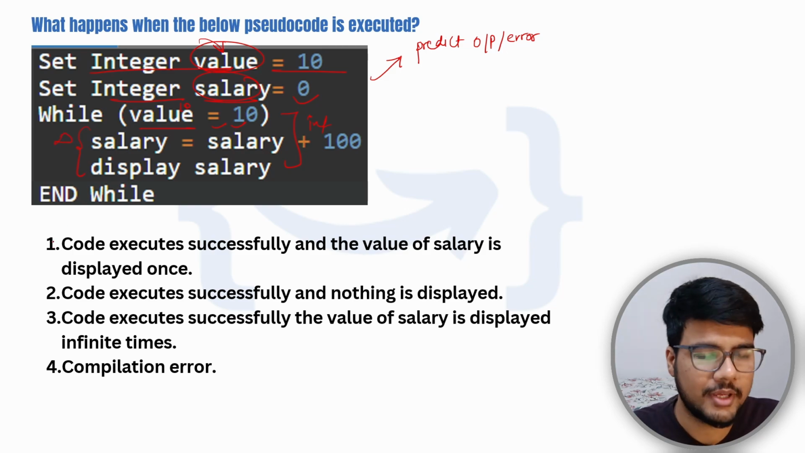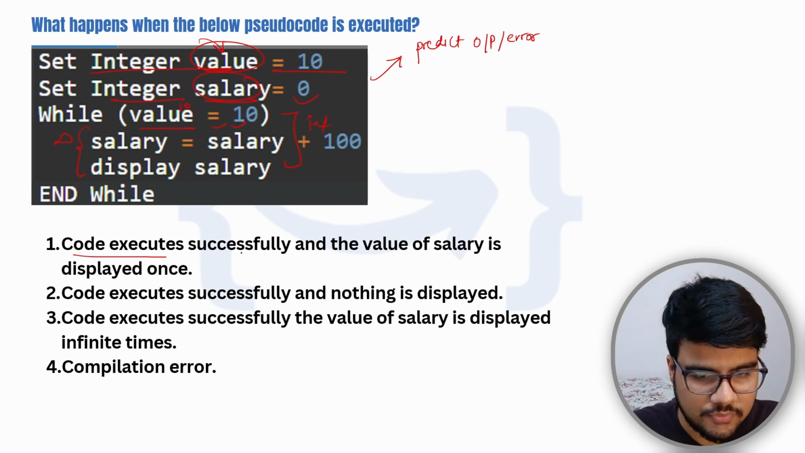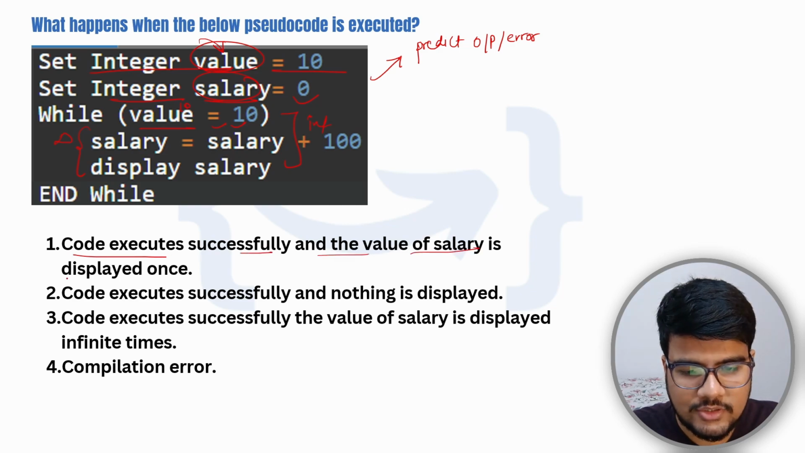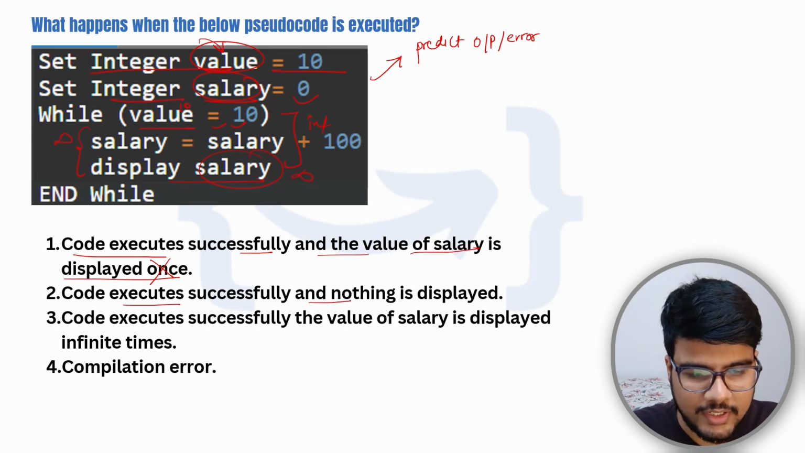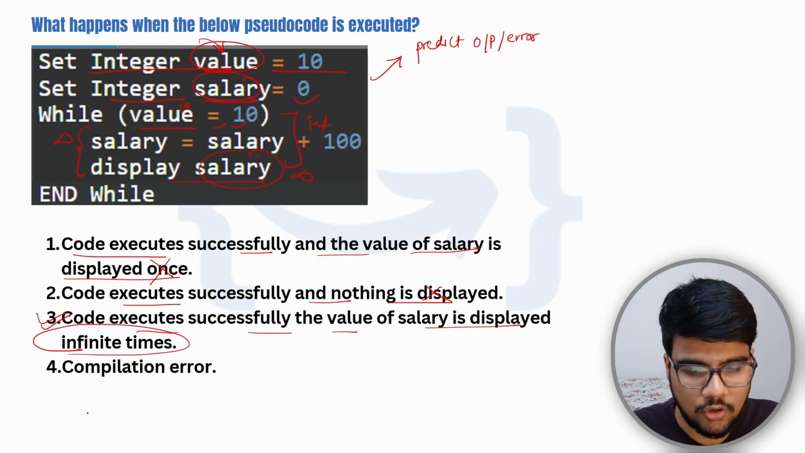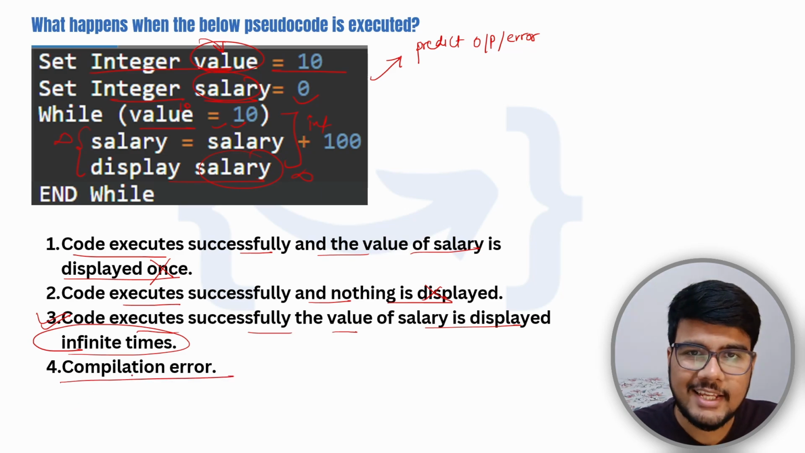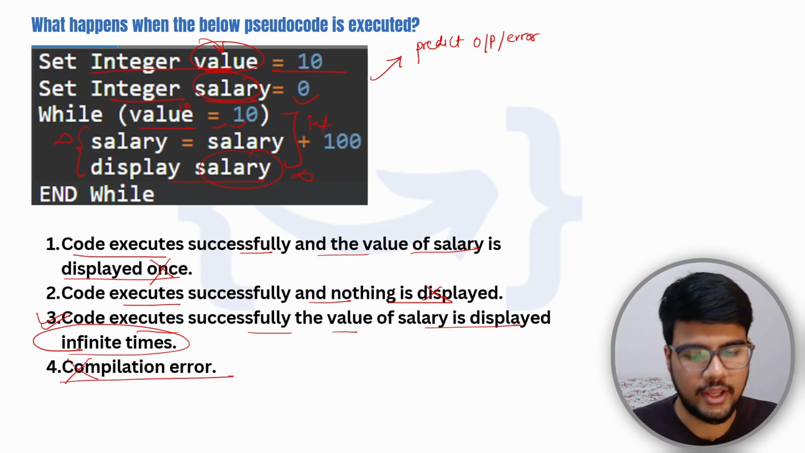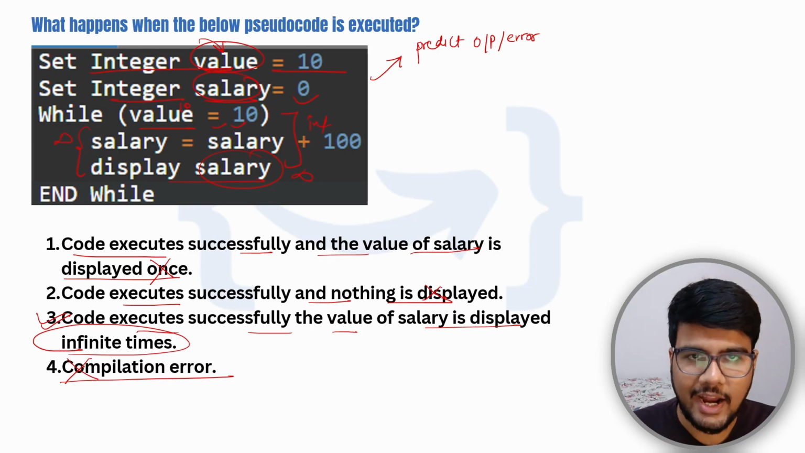Let's see which option makes sense. Code executes successfully and the value of salary is displayed once. No, it is not. Salary will be displayed infinite times. Code executes successfully and nothing is displayed. No. Code executes successfully, the value of salary is displayed infinite times. Okay, this was the thing that I was fighting for. Now, compilation error. No, there could not be one. So the third is the right option.